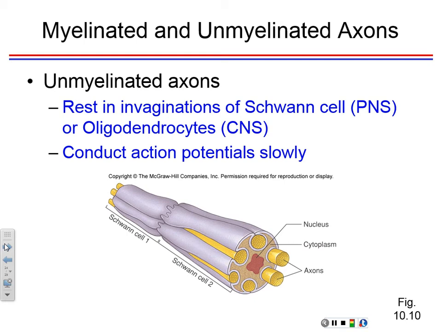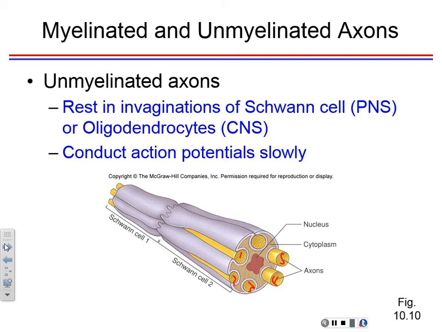So the same cells, the oligodendrocytes in the CNS and the Schwann cells, wrap around, and you see how 1, 2, 3, 4, 5 of these axons are all separated from each other by the cell. It doesn't wrap around like a myelin sheath does. It will only insulate them against each other, so that they don't excite number 2, number 3, and so on. That's the function of the Schwann cells and the oligodendrocytes.